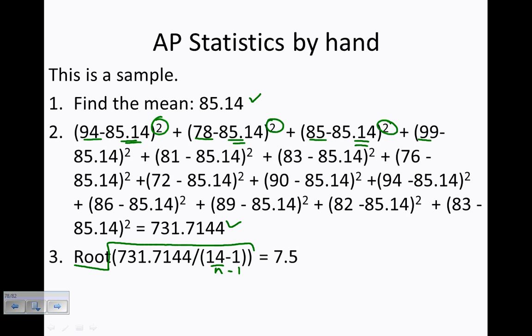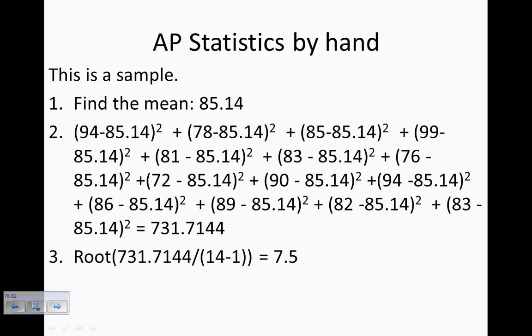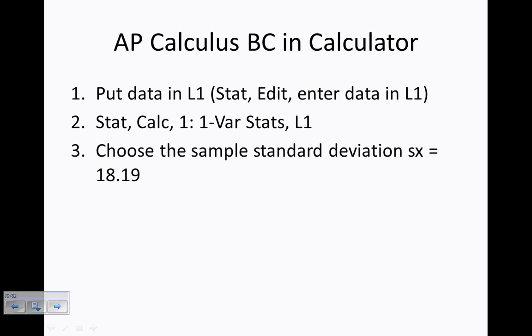Now, if I wanted to do it in the calculator, let's do the second one in the calculator. So put all of Mr. Rose's AP Calculus BC class into list 1. We're going to go stat, edit, enter in list 1, stat calc, go to one variable statistics, and then we want the sample standard deviation. So we're going to choose Sx, and in this case it was 18.19.